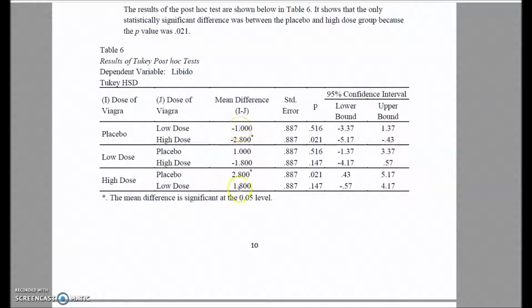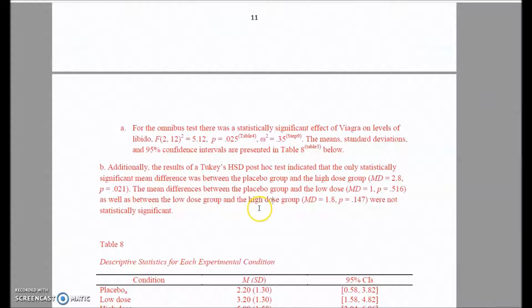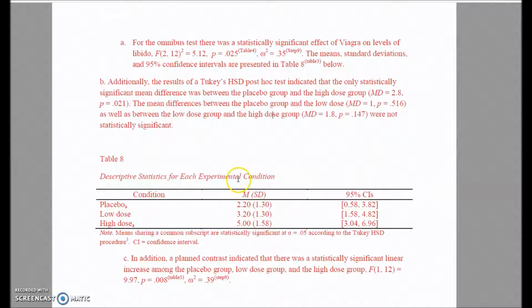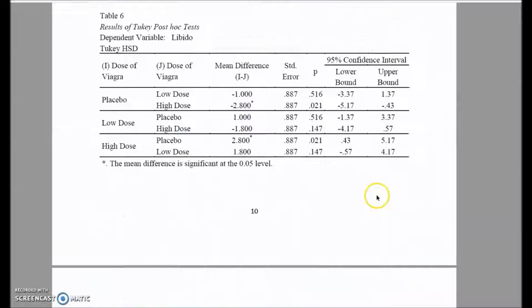I'm only reporting the absolute values. Low dose and placebo is 1. Here is the P value. So all of these were not statistically significant. So the only one significant is the placebo group. So here, given the placebo group, the mean, the standard deviation, the 95% confidence intervals, all of these values are coming from here. This is the placebo group.